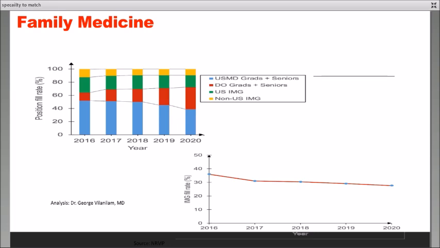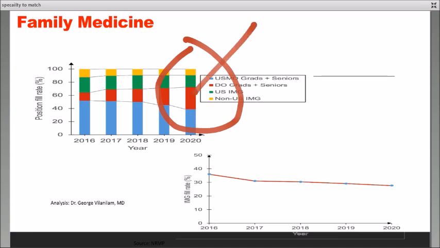Now, if you look at the 2 charts here, which is the NRMP data from the past 5 years, one thing should stand out, which is the increasing number of DO graduates that have been filling the positions in FM. So if you look at these trends here, the red dot, the red one here is the DO graduates that are matched. So that is a very, very significant change in family medicine, as you can see.